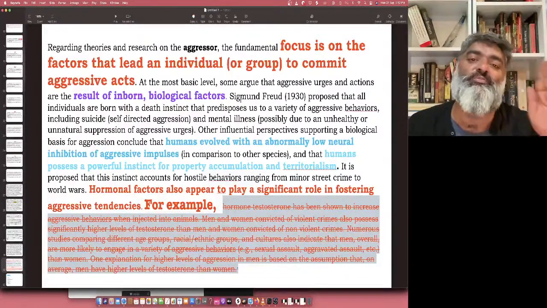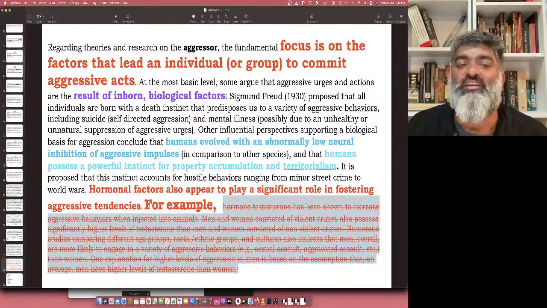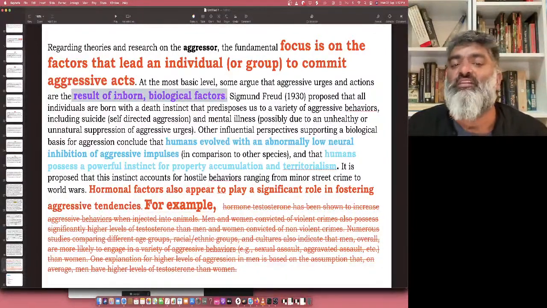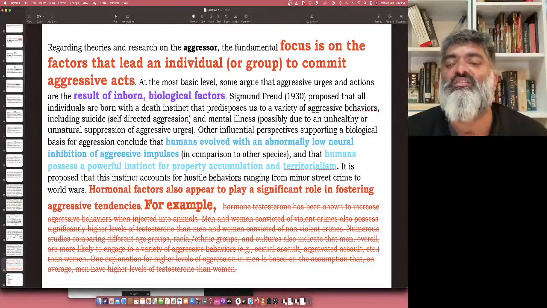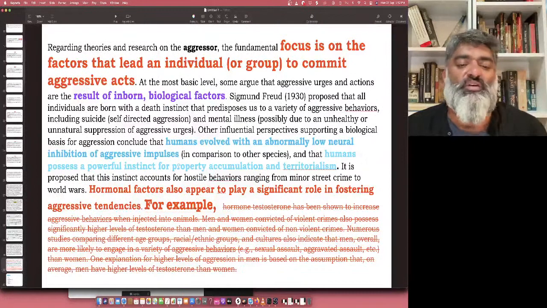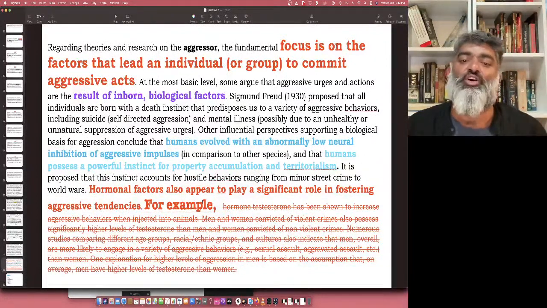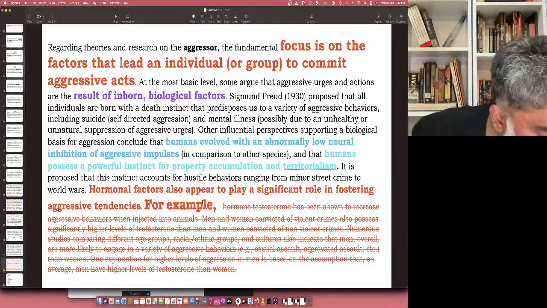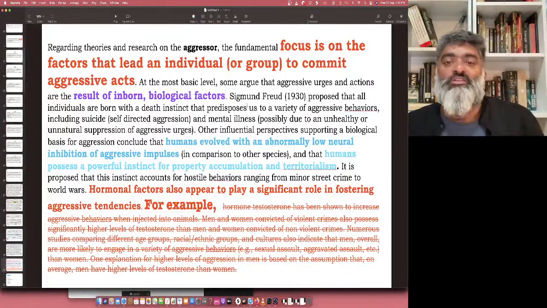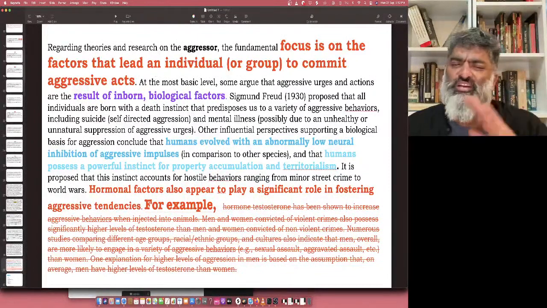Okay, this whole paragraph is about the reasons of aggression, and he says inborn biological factors. Humans have low control. They want property also, and then hormonally also there is a problem, right? So that's the broad view. So I'm guessing we are okay so far. We are going well. Now I'll go for the detail as well.